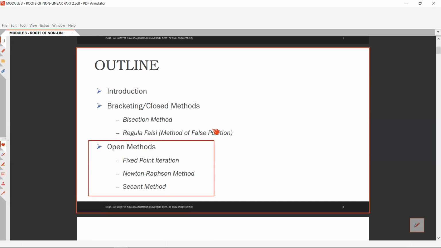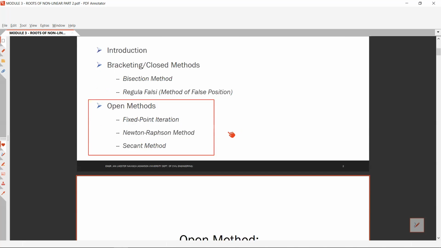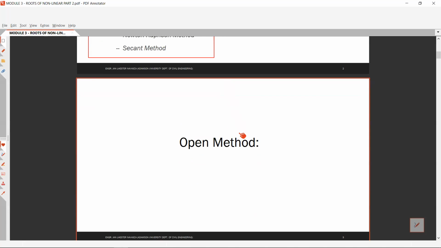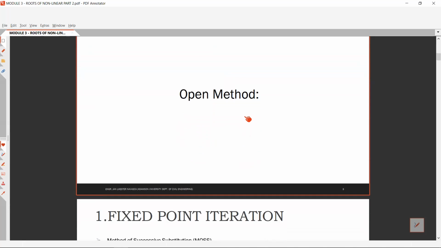Last meeting, you had your first quiz covering the bisection method and the regula falsi method. This time we will have your other three methods. These are the open methods. This will be quick. Let's start.